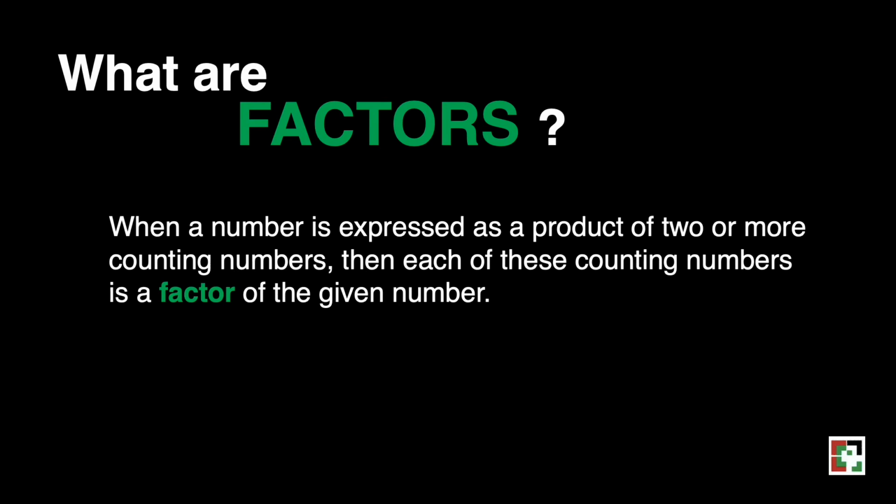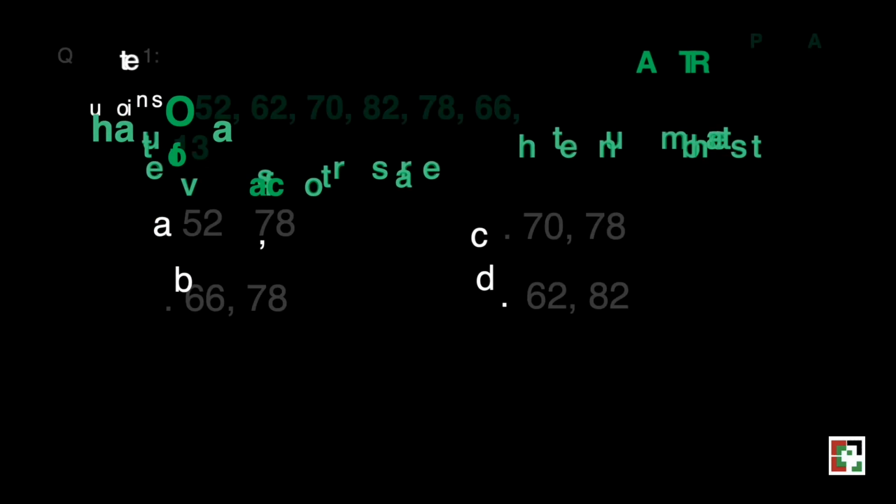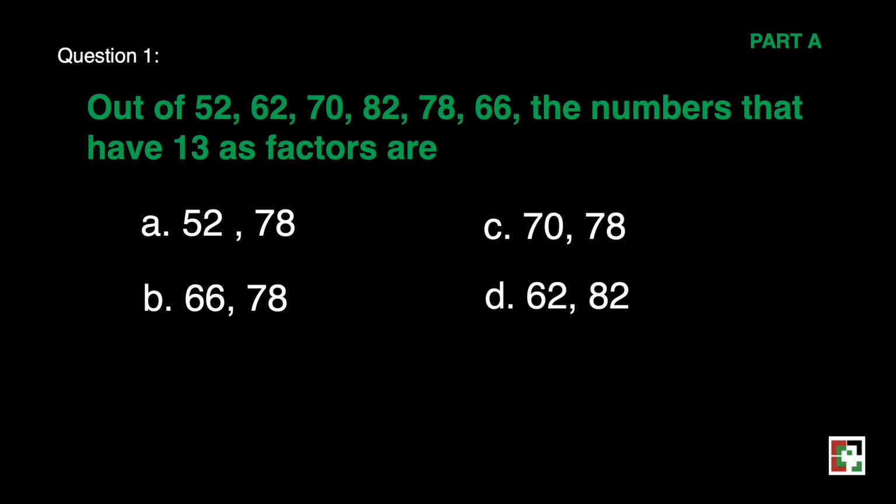Okay, let's go to question number 1. Out of 52, 62, 70, 82, 78, 66, the numbers that have 13 as factors are A. 52, 78, B. 66 and 78, C. 70 and 78, D. 62 and 82. Okay, all you need to do is to write your answer. Now let's move on to the second question.